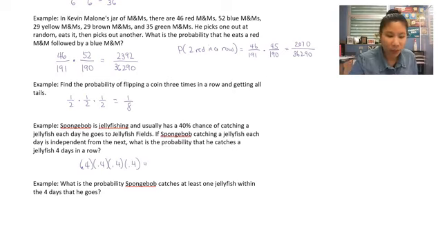Okay, so when I multiply that out, I get 0.0256, which is like a 2.56% chance of him catching a jellyfish 4 days in a row. Much less likely, but still possible.